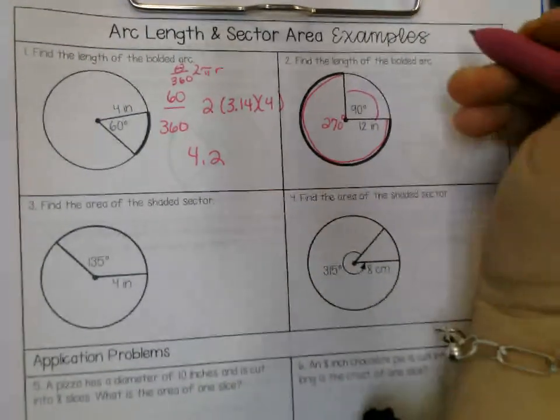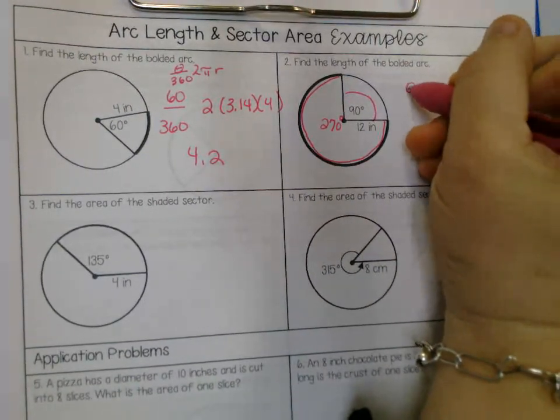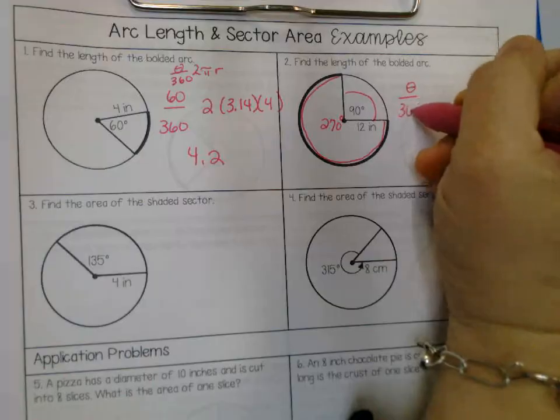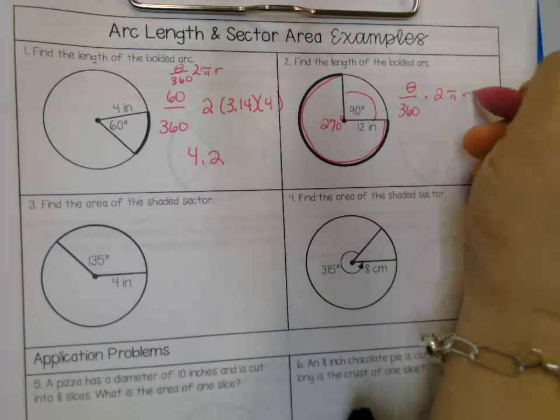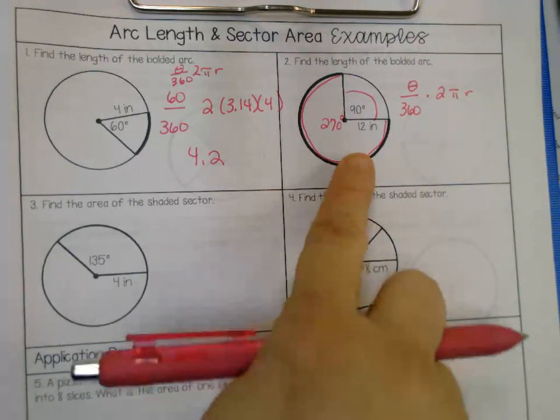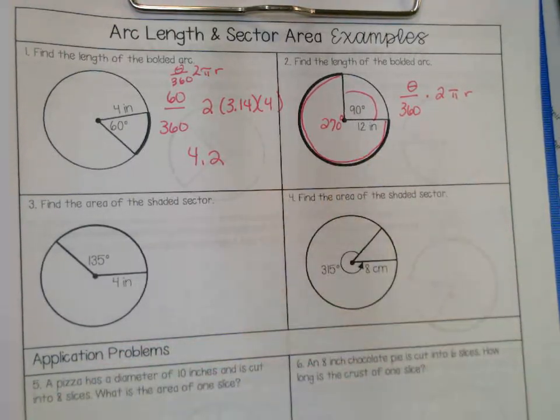So again, you're going to use your formula, angle measure over 360 times 2 pi r, because this is arc length. So solve that to find out what your arc length is. So try that by yourself. Make sure you can enter it in your calculator, do all the things you need to.